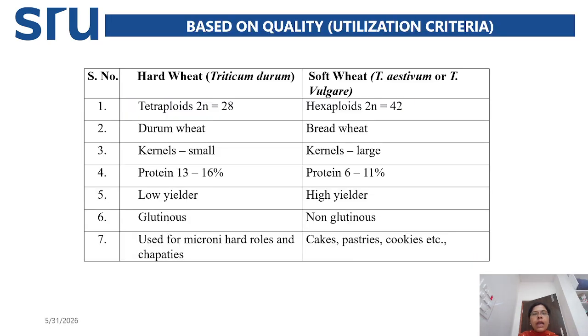in the wheat species. And based on the quality, they are divided into hard wheat and soft wheat. Here hard wheats are tetraploids and soft wheats are hexaploids. We can see the protein content around 13 to 16% in hard wheat, whereas in soft wheat the protein content is 6 to 11%. This is the durum wheat, and the soft wheat is the bread wheat. Hard wheats are glutinous and soft wheats are non-glutinous. Durum is used for making macaroni, and the soft wheats are used for making cakes, pastries, and cookies.